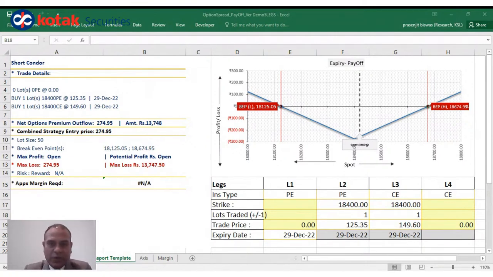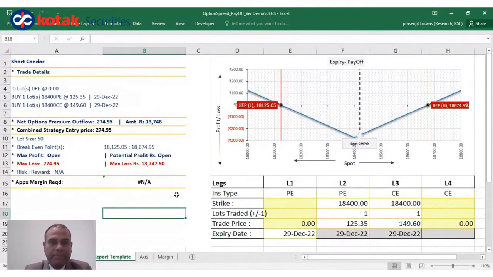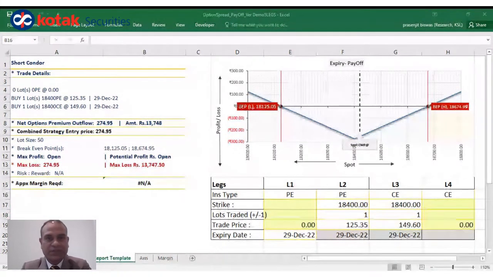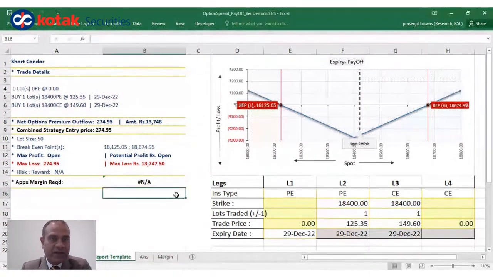Okay, so far so good. Let me just check. Yes, you are able to see the Excel file.